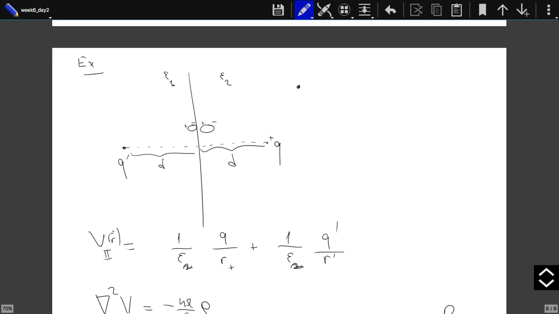Okay, let me fix my notation a bit. This is what I call R plus. This distance is what I call R minus. The position of this charge I will denote by delta plus. The position of this other charge is what I will call delta prime. And this position is delta, or R. It's at the point R.